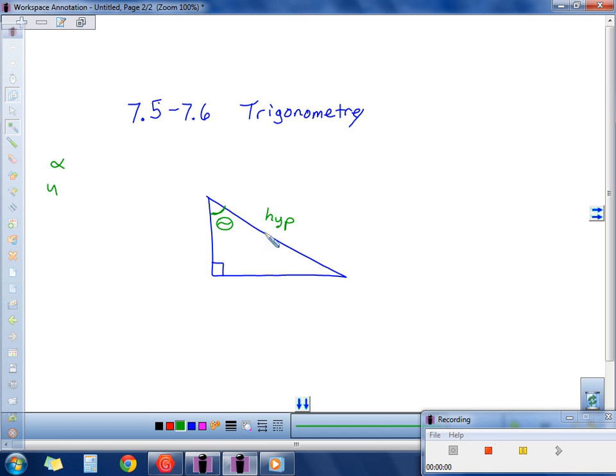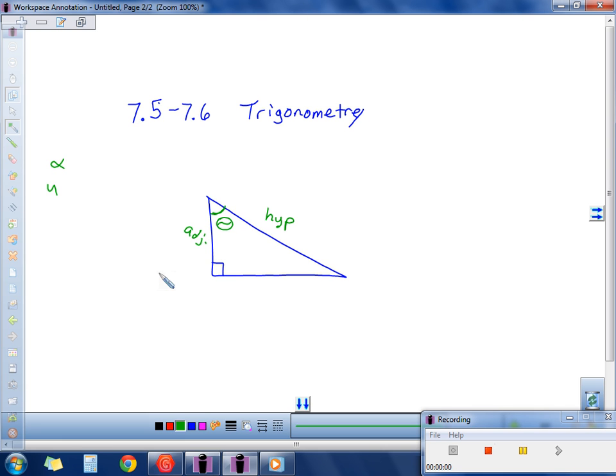After that, we have two words to deal with, adjacent and opposite. Adjacent is pretty easy if you understand what the word means. Does anybody know what adjacent means? Right next to it, side by side. So adjacent is the side right next to the angle. Obviously it's not going to be this one, so it's this one over here. This is the adjacent side. It's right next to the angle.